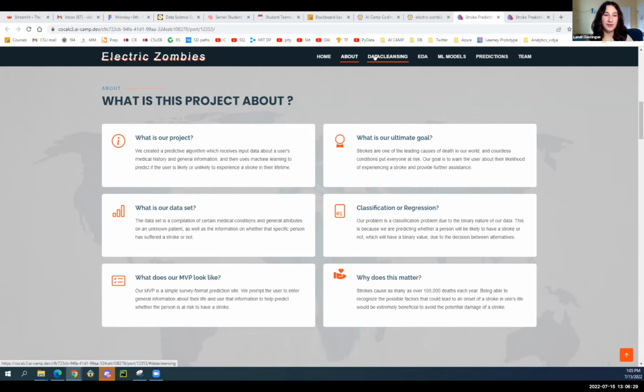What does our MVP look like? Well, our minimum viable product, or MVP for short, is a simple survey format prediction site.